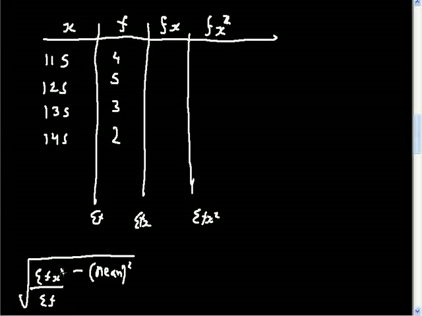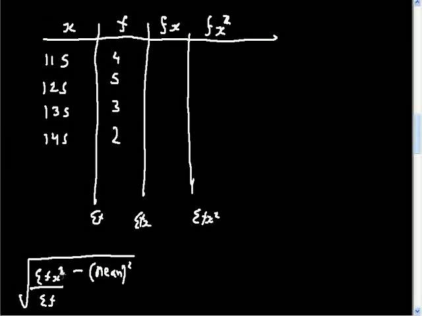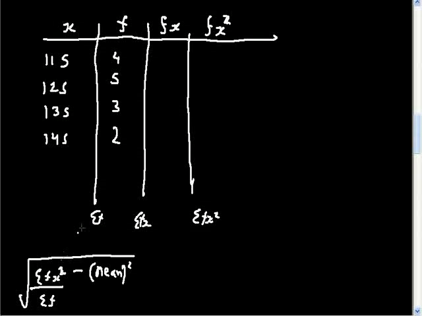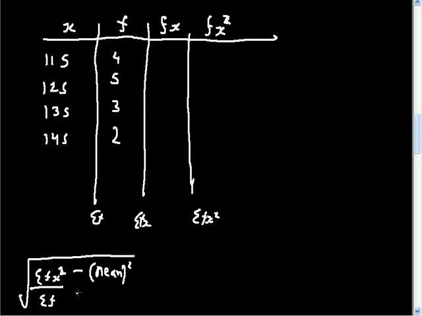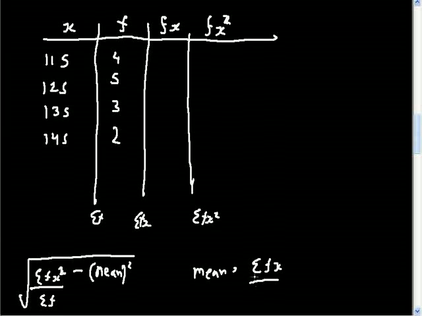You need the sum of fx squared. You need to do the x squared first and then times it by frequency. It's not doing fx first and then squaring the whole thing. You've got to do x squared first and then times it by the frequency. You'll also have to work out the sum of fx, because you need the mean, since there's a mean squared here. The mean, which I've gone through with you in the chapter 2 videos, is the sum of fx divided by the sum of f.